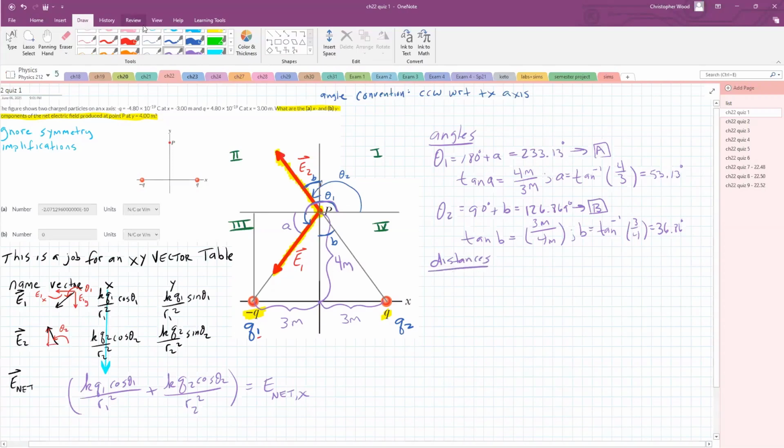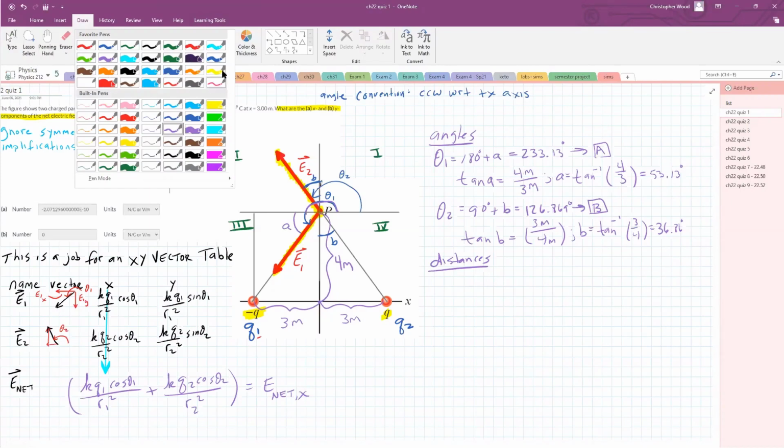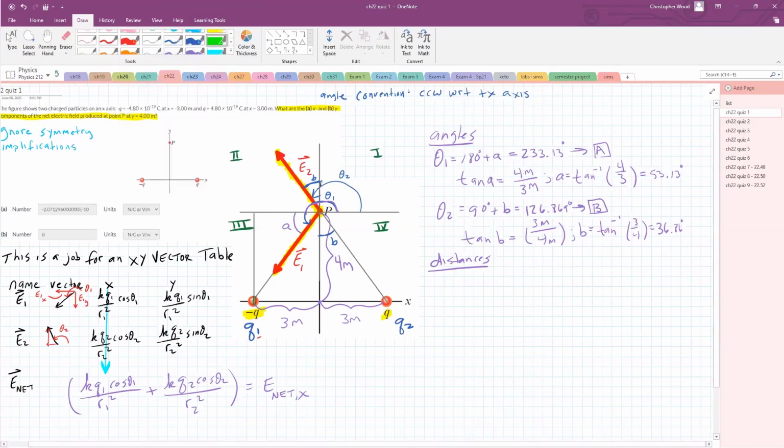What is R1? R1 is the distance between the source charge, here, and the probe, the point that I'm interested in. This distance right here, Pythagorean theorem says 3 squared plus 4 squared is 9 plus 16, which equals 25. So R1, in fact, I don't need to take the square root. I'm just going to say R1 squared equals 25 meters squared.